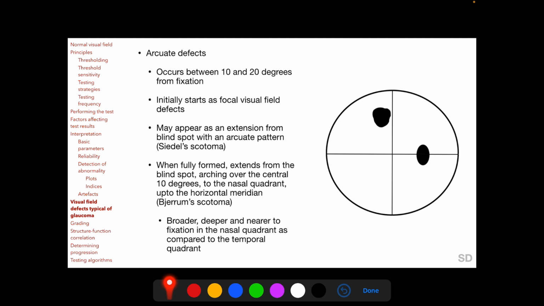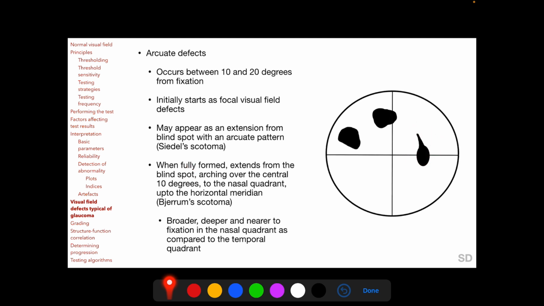Arcuate defects occur between 10 and 20 degrees from fixation. Initially, arcuate defects start as focal visual field defects in this region, as seen here in this figure. We may note here that glaucomatous visual field defects do not respect the vertical meridian and can cross it. This does not happen with field defects of neurological lesions. Arcuate defects may also appear as an extension from the blind spot, as seen here, when it is called a Seidel scotoma.